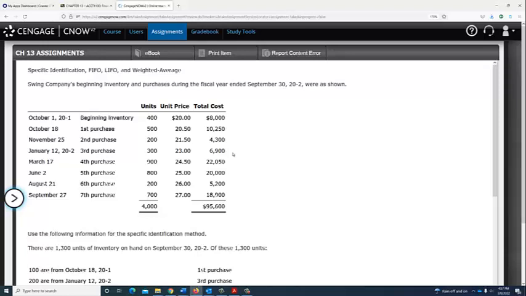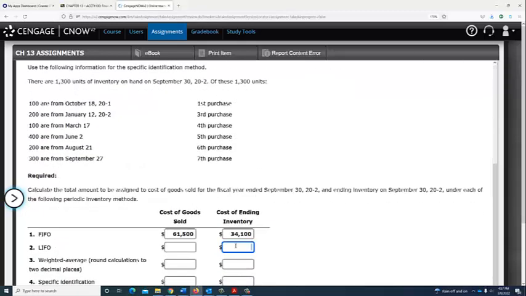And so I'm going to add the 4,300, all the units from the second purchase, all the units from the first purchase, and then the value of all the units in the beginning inventory. So that gives me $27,150. Okay, that's my ending inventory.